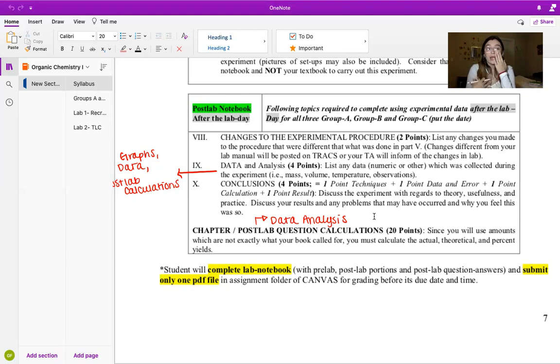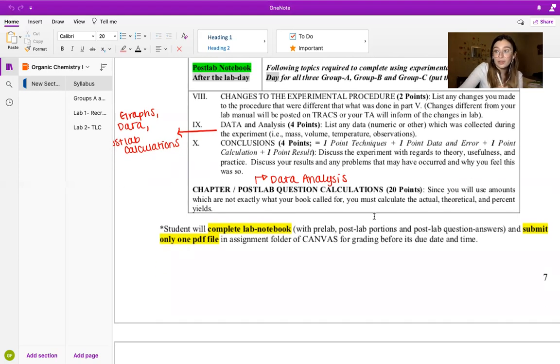And how I did my conclusion, I restated a little bit of my purpose, and then I explained my results. Obviously, you have to explain your results. And then I tied it in by saying why my results were high, why my results were low. And at the very end, I explained how it's used in the real world. And that's basically the end of your lab report, with the exception of your post-lab questions.